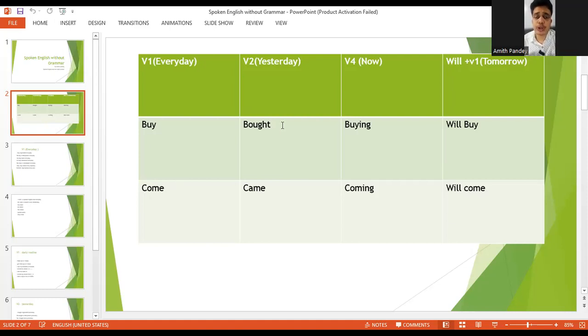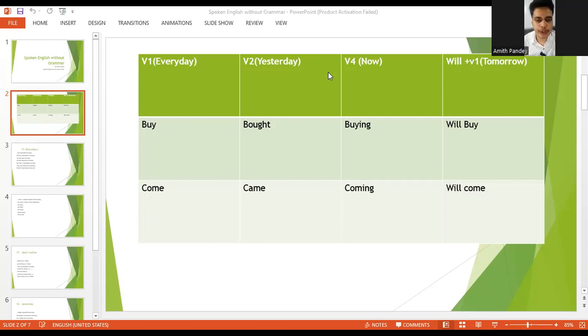Then the V2. V2 is used in order to express something about the past. For example, let's say you have done something yesterday, like you bought vegetables. So something which is already done, for that you have to use bought, I mean the V2. V2 tells about the past, whatever has already happened. Then one by one, in detail we'll discuss.